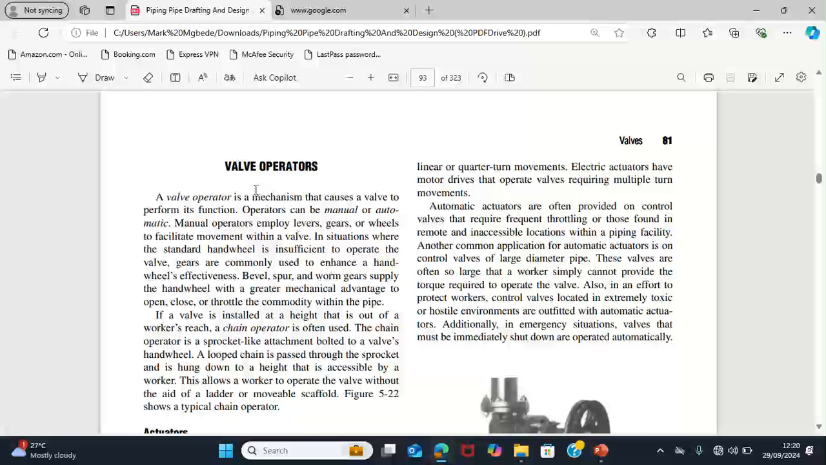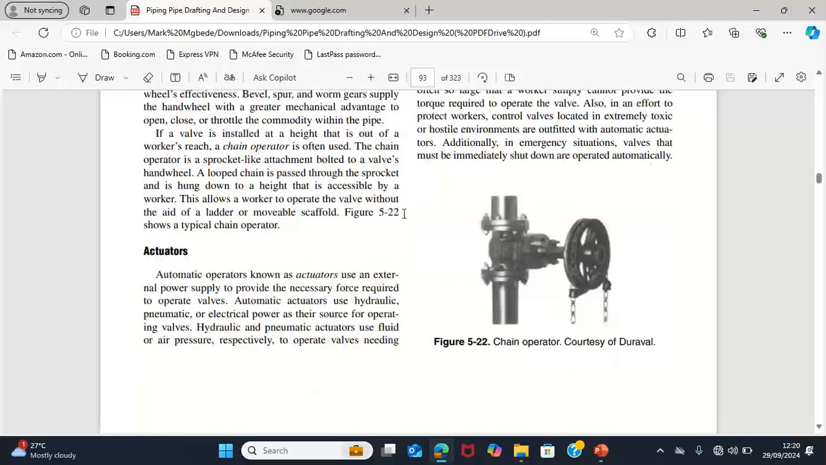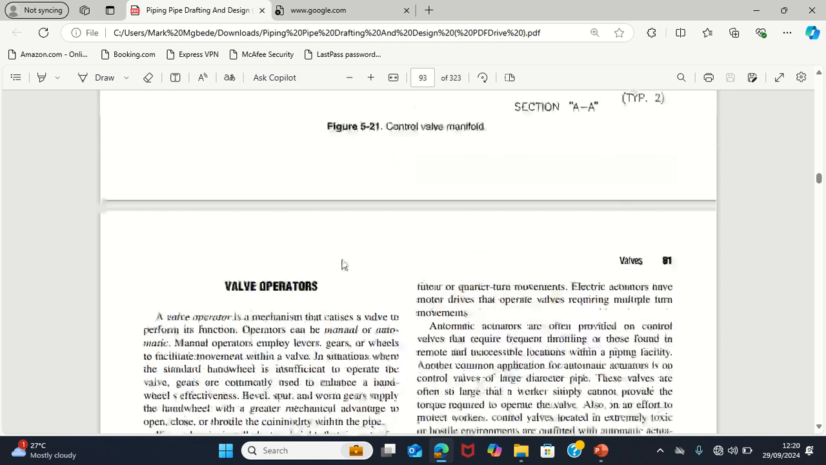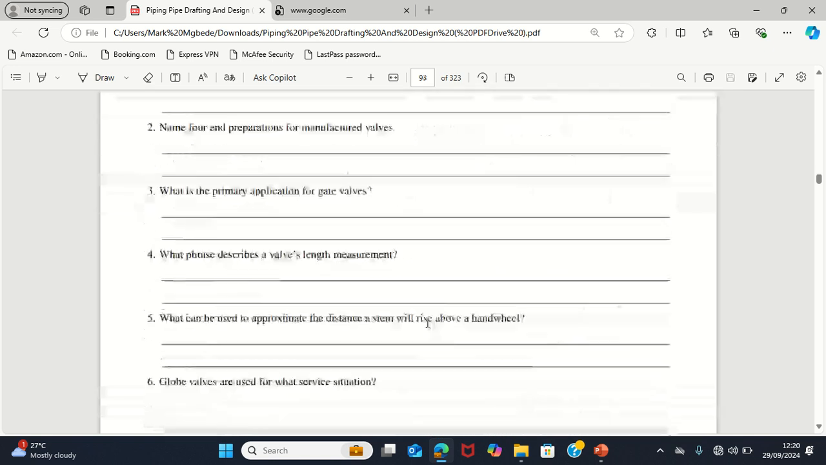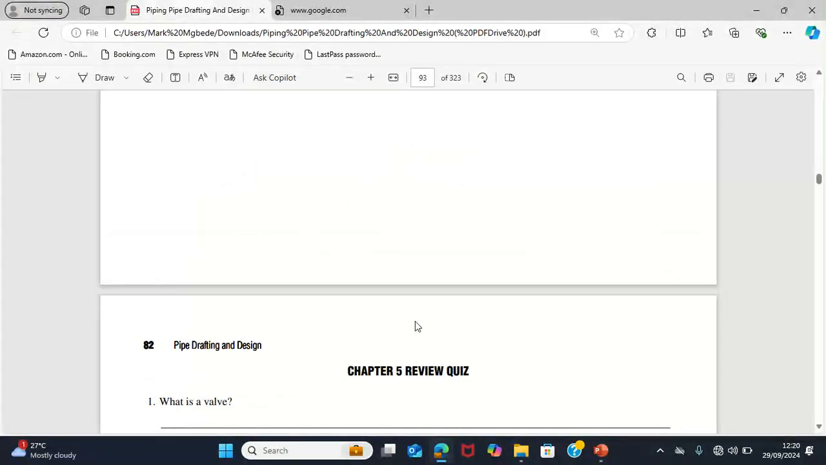Then valve operation. Valve operation can be done either manually or with the use of an actuator. Actuators can be hydraulic, pneumatic, or electrical control, with air pressurized operation. It is used to control valves from the control room rather than using the manual way to control the valve. So that's just it.